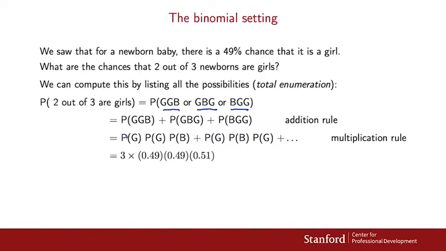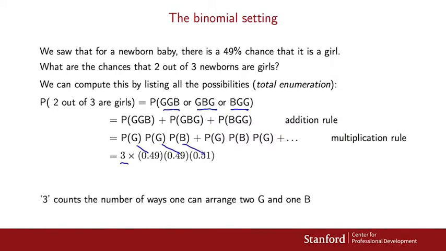So what we end up with is a term 3 for the 3 terms in the sum. And then we have 0.49 for the probability of a girl here, 0.49 for the probability of a girl, and 0.51 for the probability of a boy. The 3 counts the number of ways we can arrange 2 girls and 1 boy, and the product 0.49 times 0.49 times 0.51 is the same for all 3 terms.